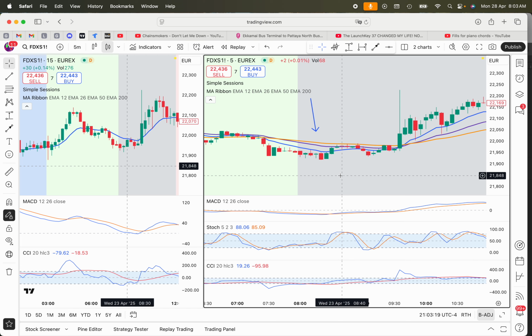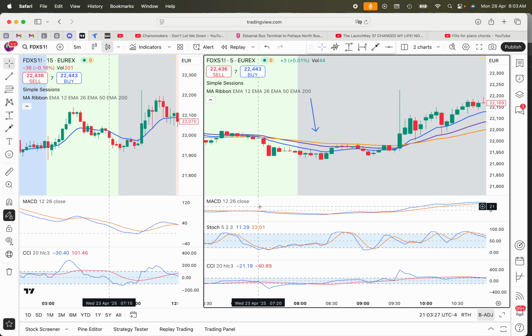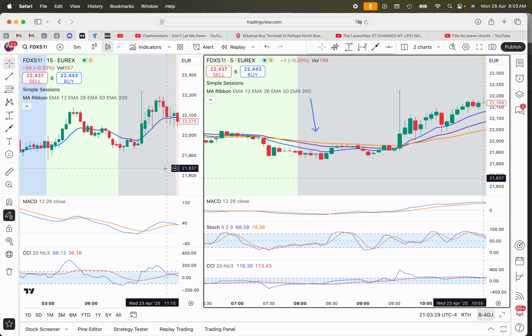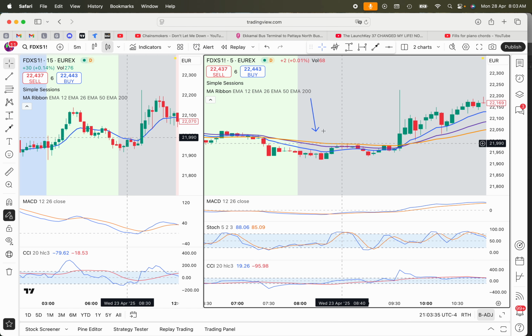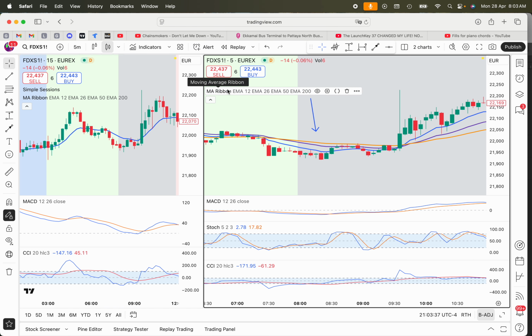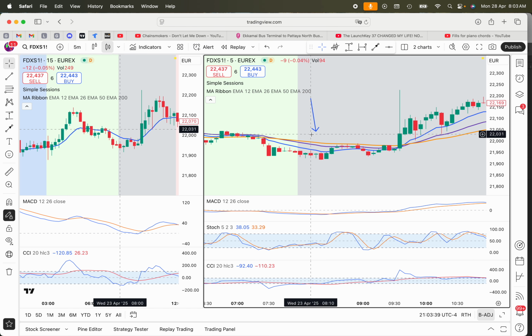I want to run you through this particular chart and just explain the indicators here. I have two charts. On the left hand side is a 15-minute chart. On the right hand side is a 5-minute chart. On the 5-minute chart I have this moving average ribbon, and the blue line is a 12, the purple line is a 26, and the, I suppose, orange line is a 50.